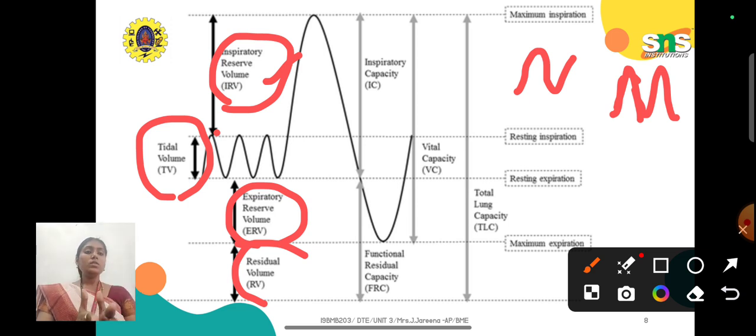Okay, with this I will stop here. In the next class we will discuss capacity, as a continuation of this topic, lung volume and lung capacity. Thank you.